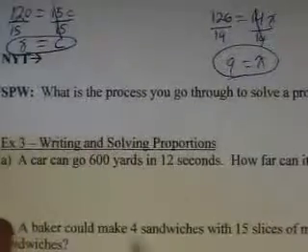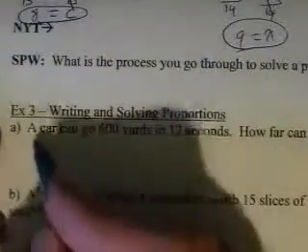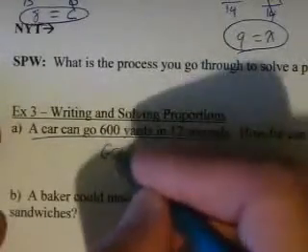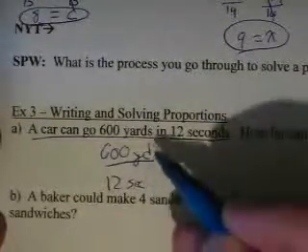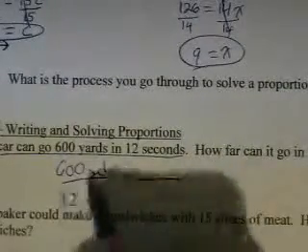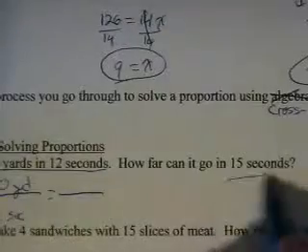One good thing about proportions is every single problem is read pretty much the same. You always have a first thing that gives you all the information. 600 yards in 12 seconds. Please include your units. That's going to be very, very important, and you'll see why. 600 yards in 12 seconds. How far can it go in 15 seconds?